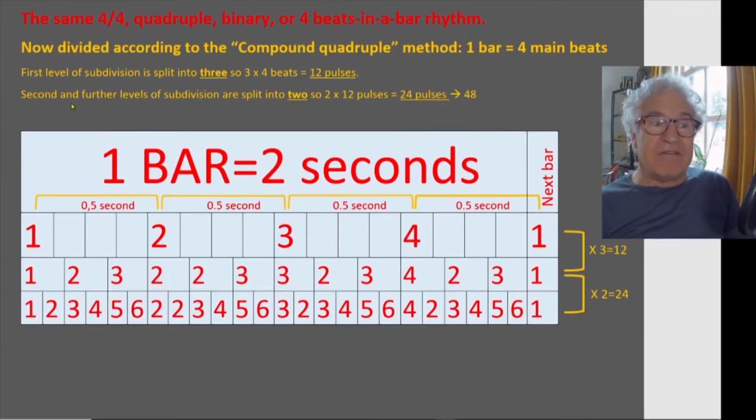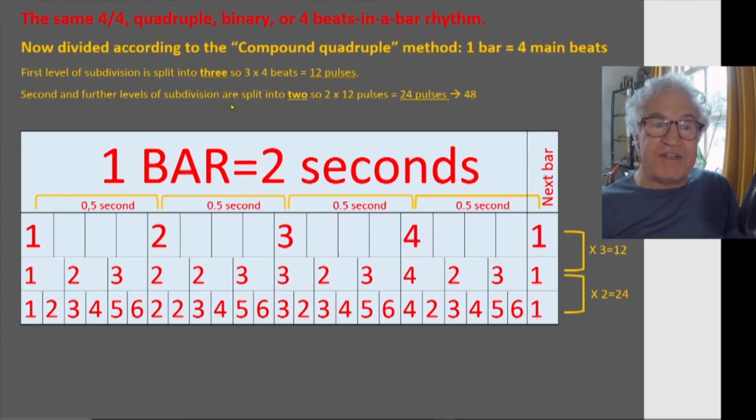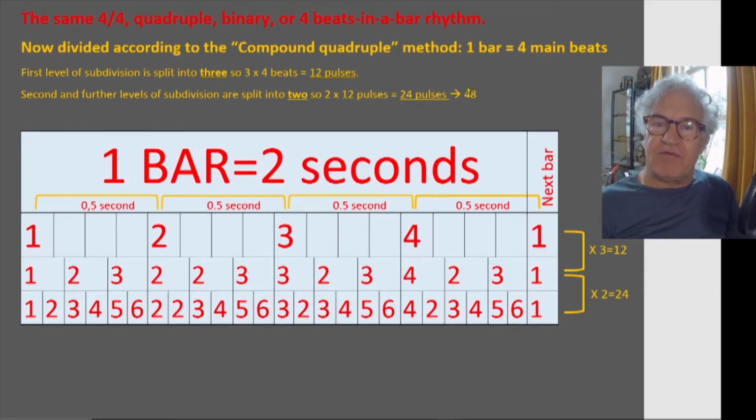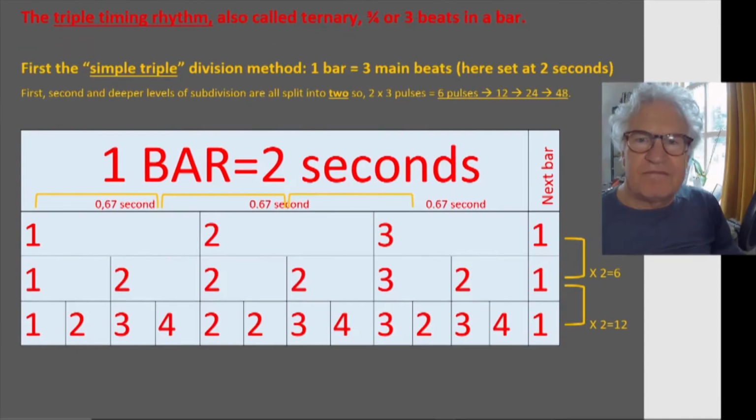But all second and further levels of subdivision are split into two again. So two times 12 pulses will result in 24 pulses. If we subdivide further, then it will result in 48.